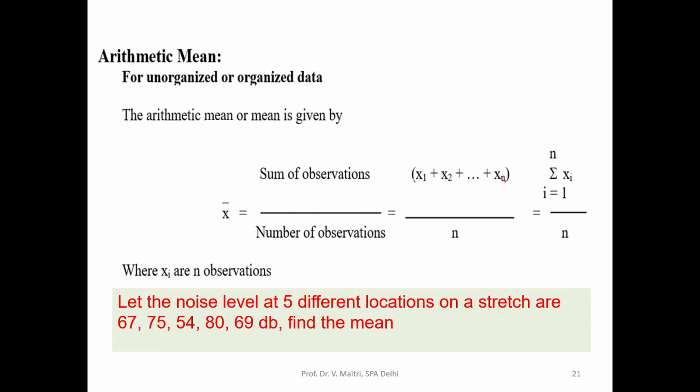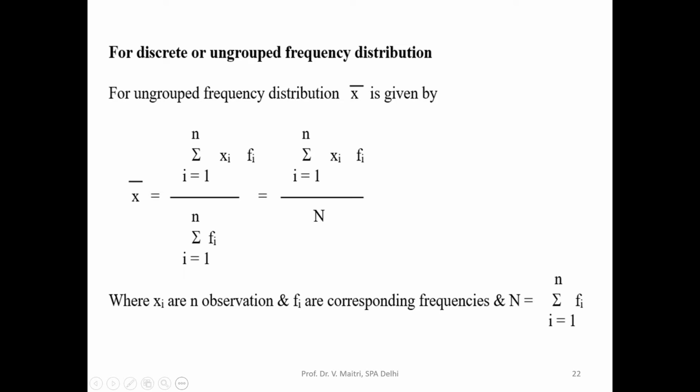Now there are different types of data. For unorganized or organized data, the arithmetic mean is given by x bar equal to the sum of observations divided by the number of observations: x1 plus x2 plus up to xn, divided by n, where the xi's are the n observations. Now, let the noise levels at 5 different locations on a stretch be 65, 75, 54, 80 and 69 decibels. Find the mean. So simple. You can do it yourself also.